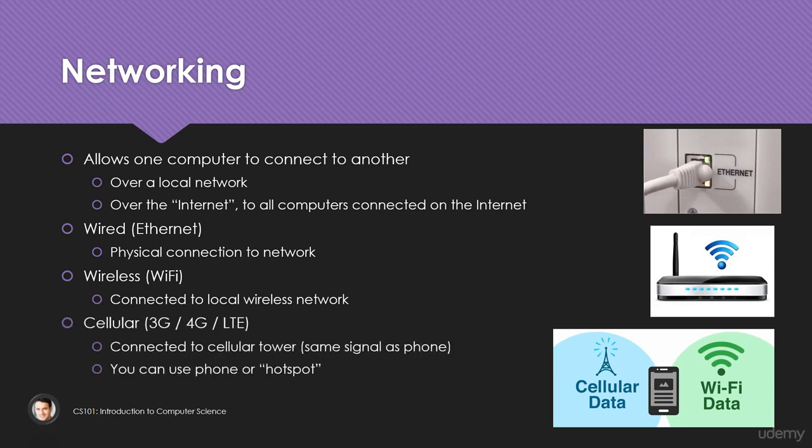And then there's also cellular networks, 3G, 4G, LTE, and there's upcoming 5G standards. These are where you're connected to a cellular tower, which is basically the same signal as your phone. So you have a cell phone where you talk and you text, and you basically use the same cell phone network provider to get data as well. And in some cases, you can use your phone as a hotspot. So not only are you getting data from a cell phone, you can use your mobile device as a hotspot, so that it can provide Wi-Fi connectivity to other mobile devices.